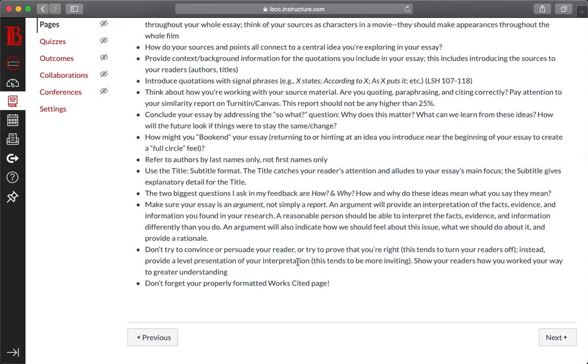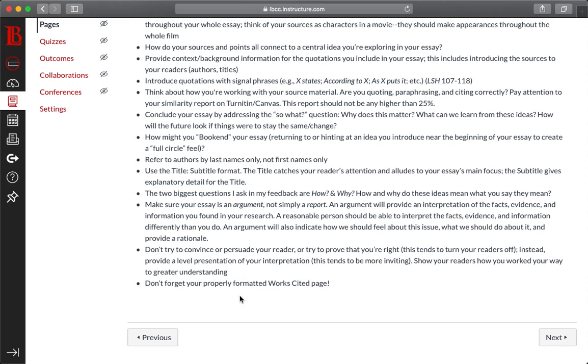Don't try to convince or persuade your reader. So this is important for our tone. Okay, we're not trying to prove that we're right. We're not trying to prove that the other side is wrong. This usually turns your readers off if you're trying to prove that you're right about something. So instead, provide a level presentation of your interpretation. This tends to be a little bit more inviting. Remember, we want to have an invitational tone, not a confrontational tone. Essentially, we're just showing our readers how we worked our way to greater understanding on something, right? So based on all of this evidence, this is what I think and why. And then ultimately, if you presented a good argument, your reader might go along with you, right? But don't try to convince or persuade. It just gets a little too confrontational, and ultimately, in the end, you're not learning anything because you're just trying to prove what you already knew, right? And that's kind of not the purpose of this.